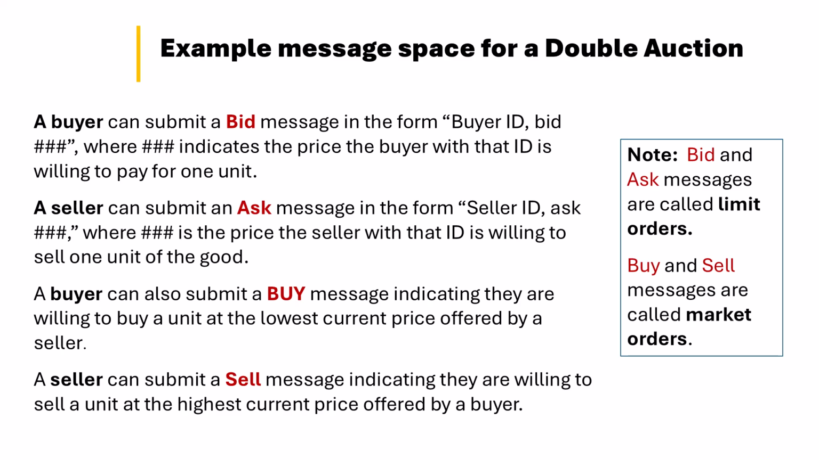A seller can submit an ask message in the form seller ID ask price, indicating the price the seller with that ID is willing to sell 1 unit of the good. A buyer can also submit a buy message indicating they are willing to buy a unit at the lowest current price offered by a seller. Similarly, a seller can submit a sell message indicating they are willing to sell a unit at the highest current price offered by a buyer.